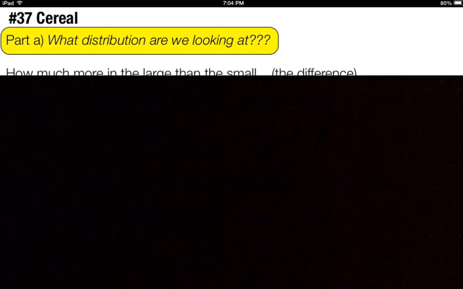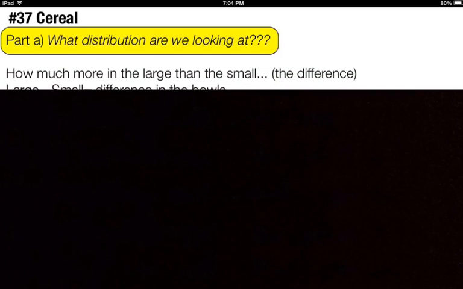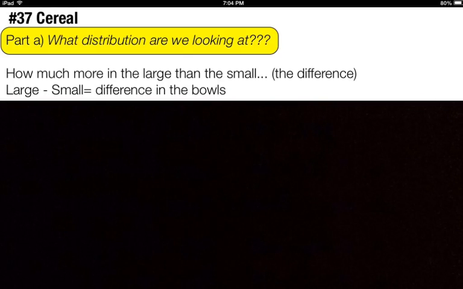However, if I don't know what the difference is, or if I don't know what distribution I'm looking for, then I have a problem with that. What you're looking at here is the very last part that says how much more is in the large bowl than in the small bowl.